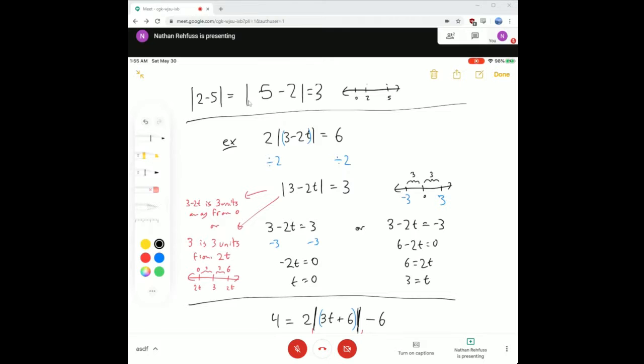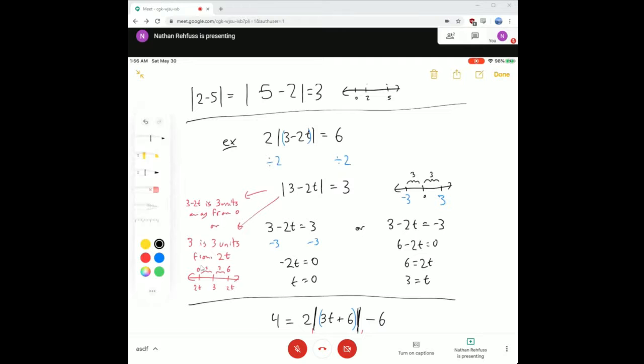Now, the other way to think of it is the 2 minus 5 or 5 minus 2 says the distance between 2 and 5 interpretation. I could think the distance between 3 and 2t must be 3 units. So I wrote that down here. 2t has to be 3 units away from 3. It could be above it by 3 units or below it by 3 units. Either way, it has to be 3 units away from the starting point of 3.